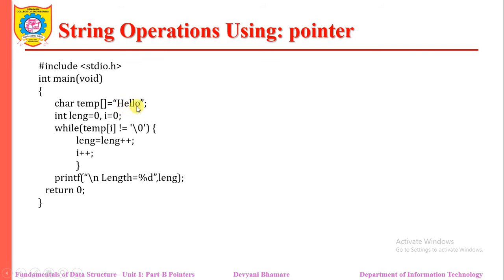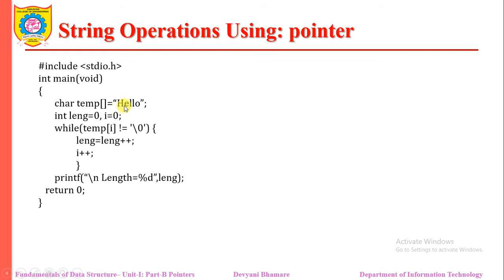That counter tells us the length of our string. In this case, I have taken one counter, length, which is initialized to 0. Now, temp of i means what? It is pointing to the ith element, that is the 0th element. Is it null? No. Counter is increased by 1. i is increased by 1.